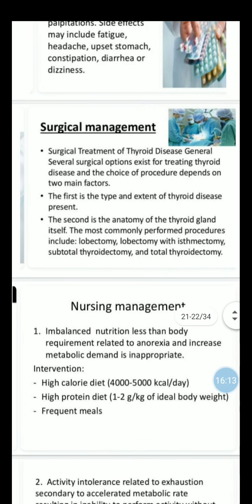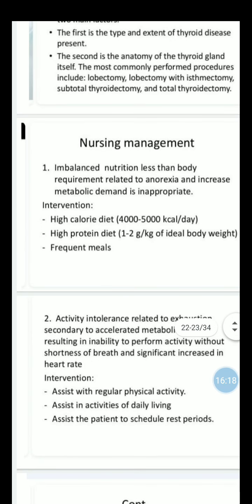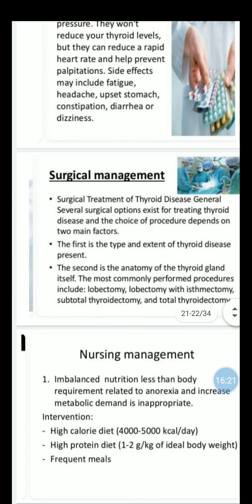Next, surgical treatment. In severe cases, there is a need for surgery. The surgical treatment of thyroid disease depends upon two factors. First is the type and extent of thyroid disease present, and second is the anatomy of the thyroid gland itself. The most commonly preferred procedure is lobectomy with isthmectomy.